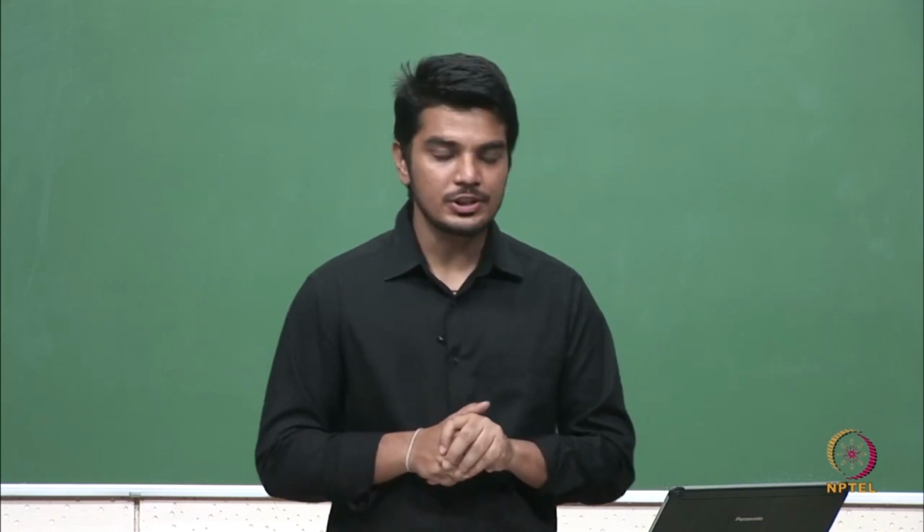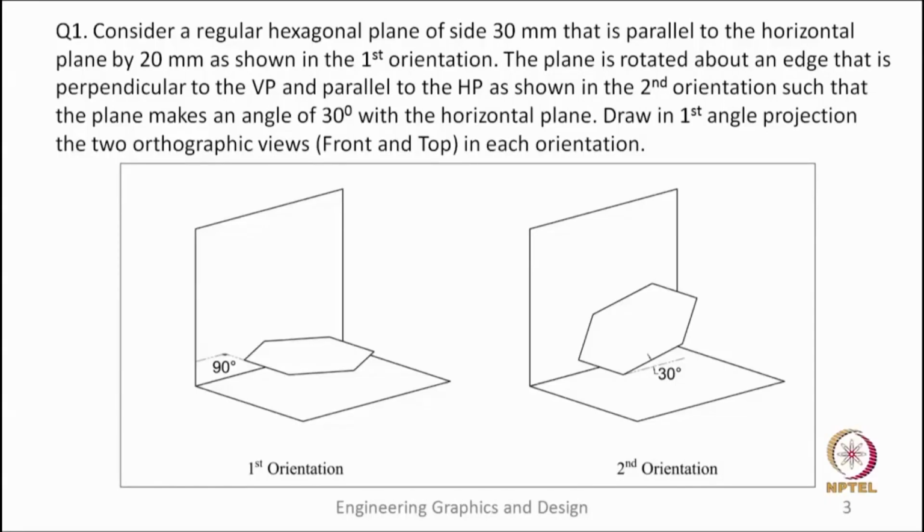Let us see the first question, in which we have a regular hexagonal plane of side 30 mm which is parallel to the horizontal plane by 20 mm as shown in the first orientation. The plane is rotated about an edge that is perpendicular to the vertical plane and parallel to the horizontal plane as shown in the second orientation, such that this plane makes an angle of 30 degrees with the horizontal plane, and we need to draw the front view and top view for each orientation.